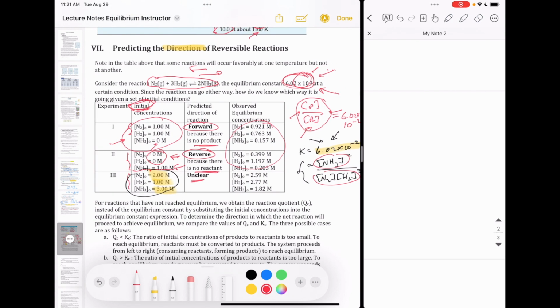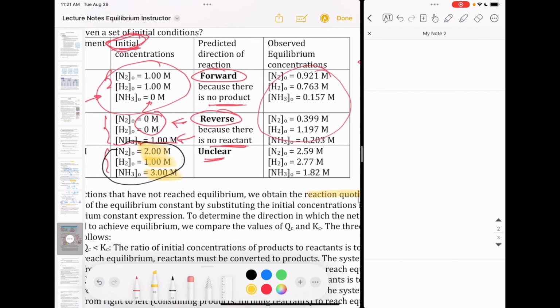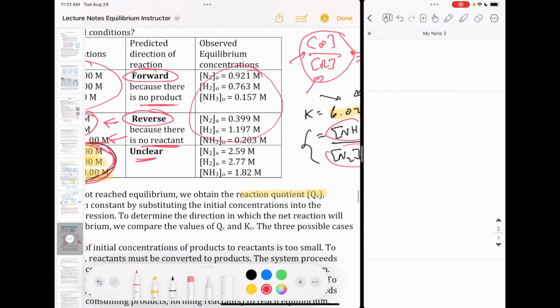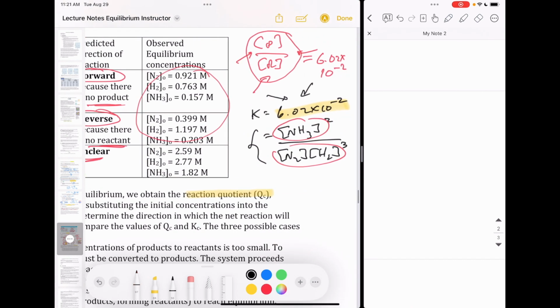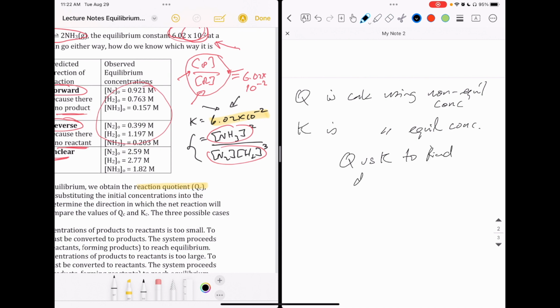That number that we're going to calculate, which uses exactly the same expression as the equilibrium constant expression, is called the reaction quotient, or Q. We differentiate it from K because it's a number we calculate using exactly the same expression, but we just use initial concentrations or non-equilibrium concentrations. So I really want to highlight that Q is calculated using non-equilibrium concentrations. K is calculated using equilibrium concentrations. And we compare Q versus K to find the direction of the reaction.